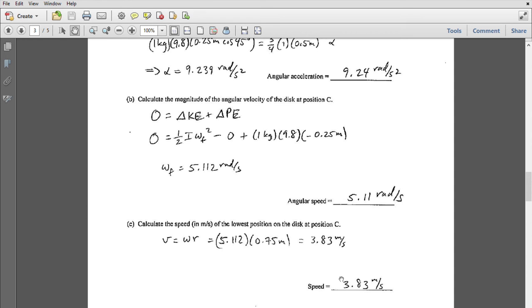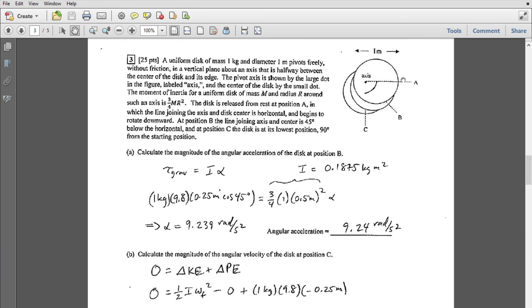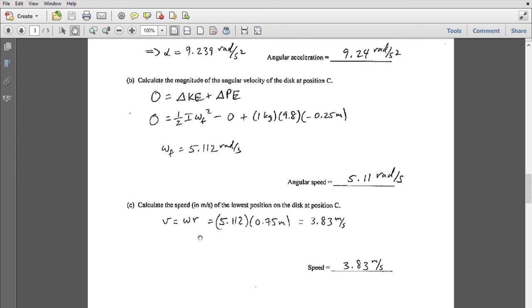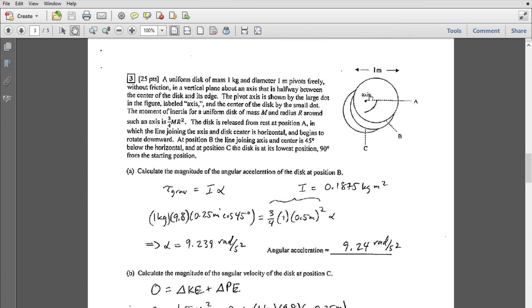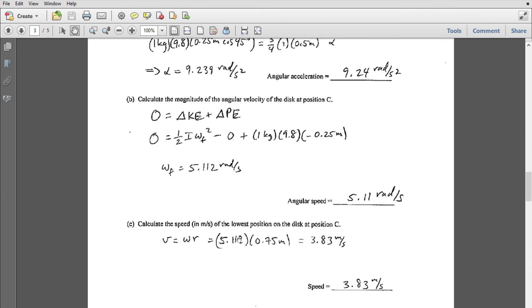Calculate the speed in meters per second of the lowest position on the disk at position C. In other words, this outermost point here, it's moving at some speed as it passes that line C. What is that speed? Here we can use v equals r omega. R is 0.75 meters. Why that r? It's because that r means how far is the point that you want the speed of away from the axis. That's 3/4 of a meter times the omega we just found corresponding to point C, and that's 3.83 meters per second.